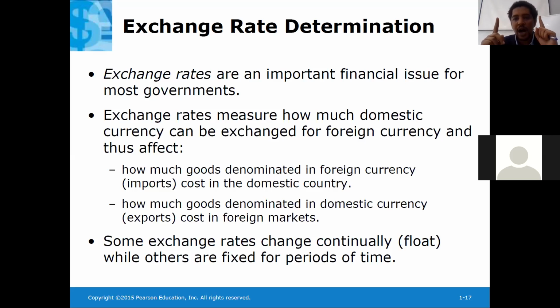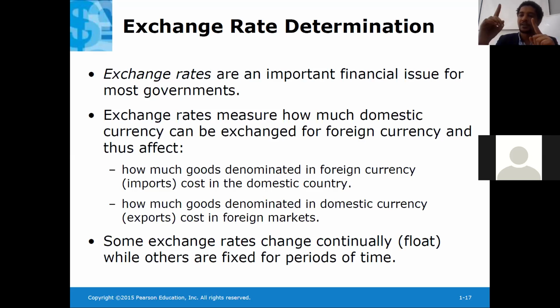Okay, so how much is $1 in Korean won? That's the exchange rate, right? And that affects the import and export of Korea, actually, right? So for example, if $1 in Korean won is 1,500 Korean won, okay? So this means the value of the currency of Korea is decreasing, okay?